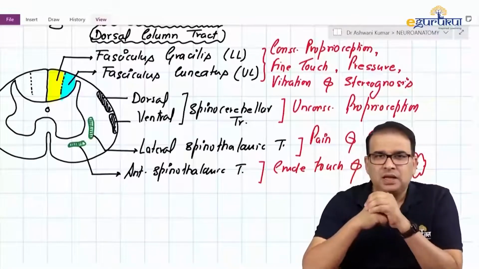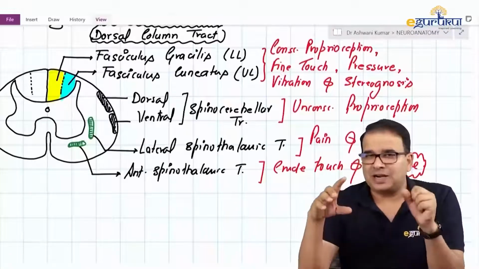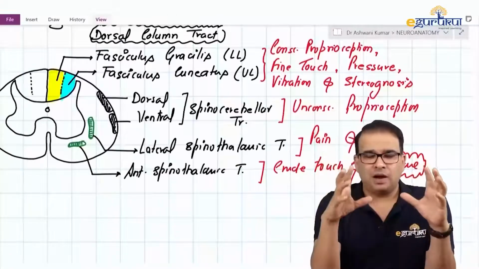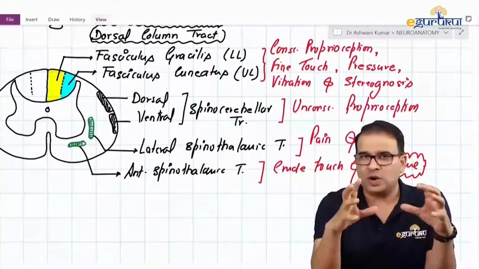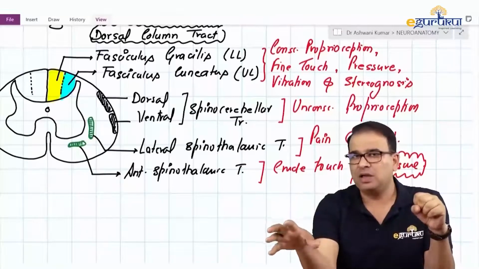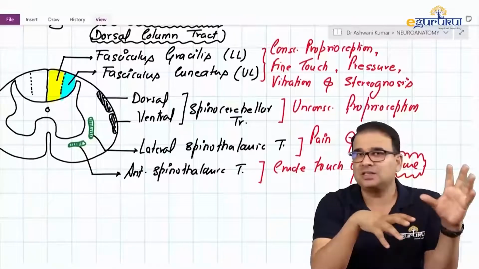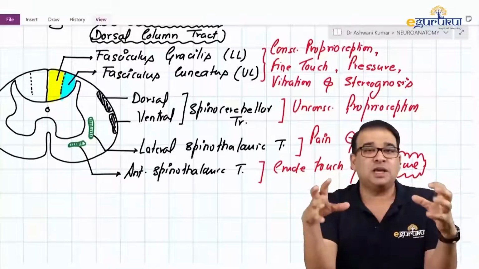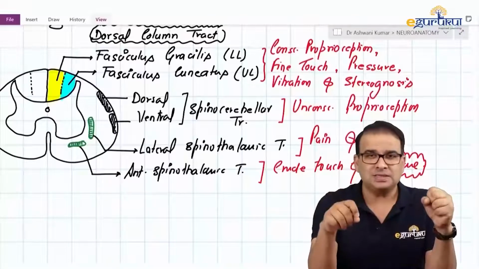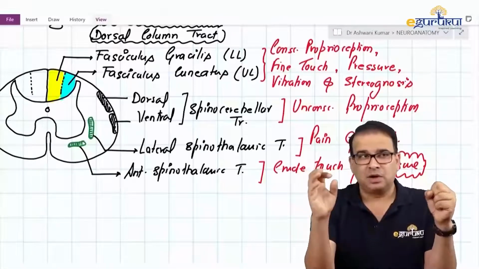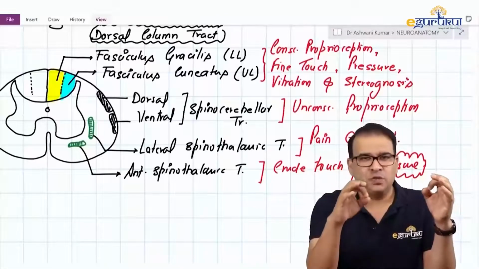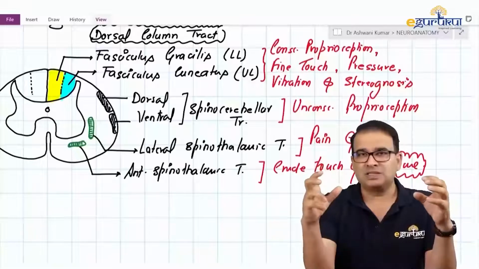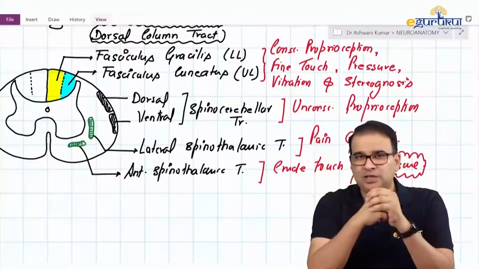cerebral hemisphere. So before we start discussing these tracts one by one, just keep in mind that our main goal here is to identify where we have the first order neuron, where is the second order neuron, and where is the third order neuron, and whether any decussation takes place or not, and if it does, exactly at what level. Because knowing the level of decussation is very, very important if you want to understand the syndromes or the lesions of the spinal cord.